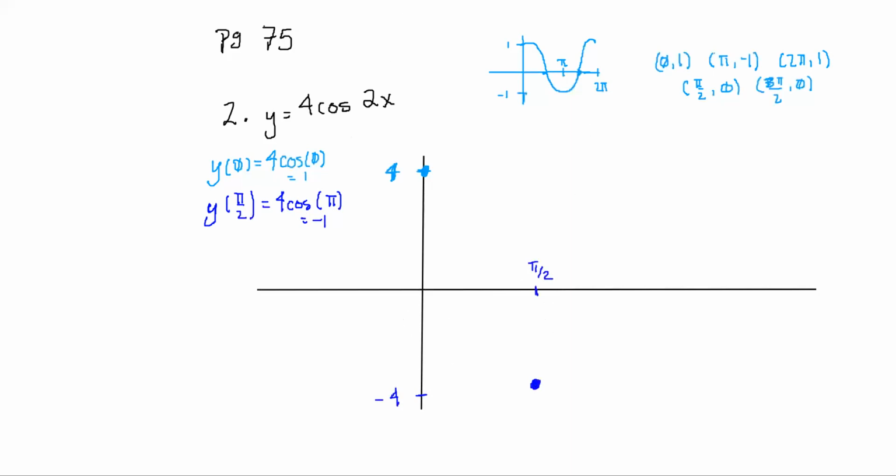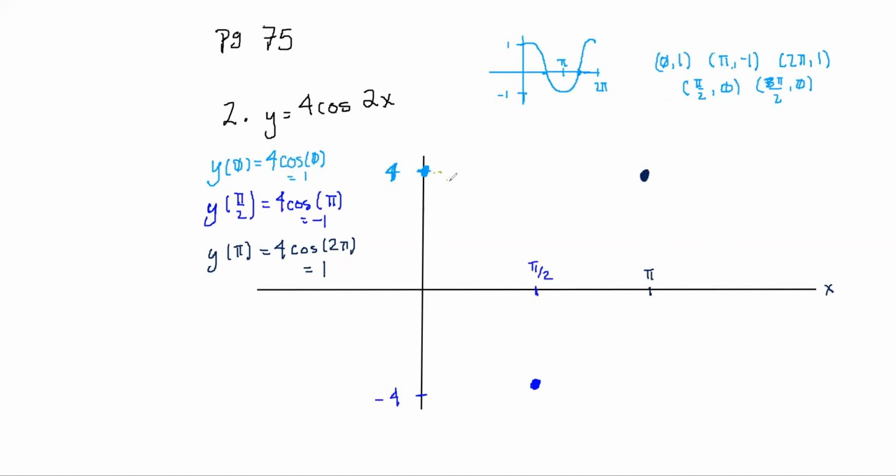And then I'm also going to plot the point y of pi, which is equal to 4 cos 2 times pi, which I know is going to be equal to 1. So at pi, this is going to be the x-axis, by the way. Just going to label that. I'm all the way back up here at 4. So you can see how this is sketched out. I can draw a very light line in between these points right now.